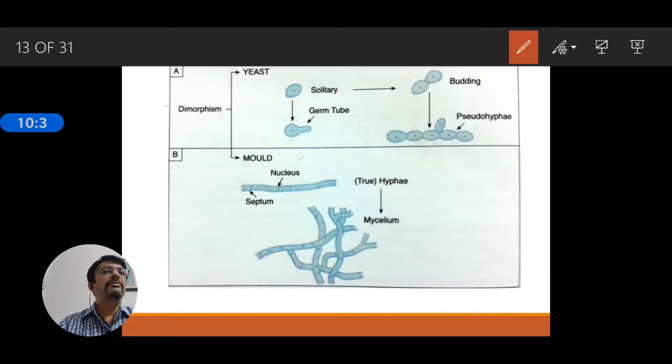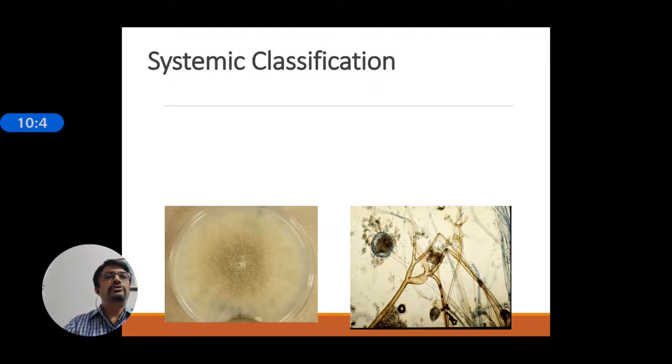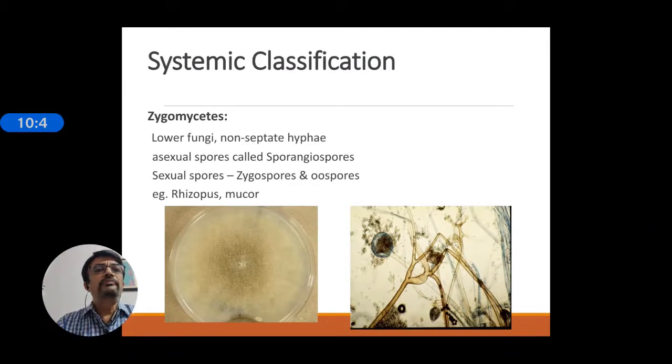Now we are coming to systemic classification. The first is the zygomycetes. They are the lower fungi. They have non-septate hyphae, and their sexual spore is known as zygospore. The examples are Rhizopus and Mucor.